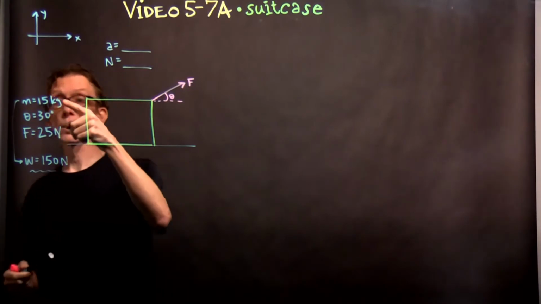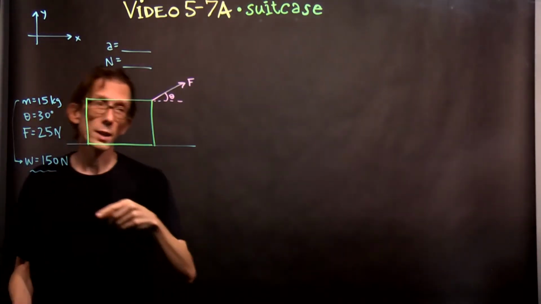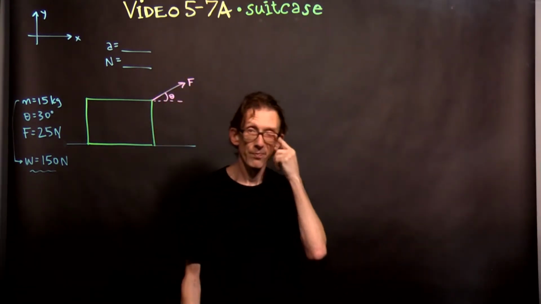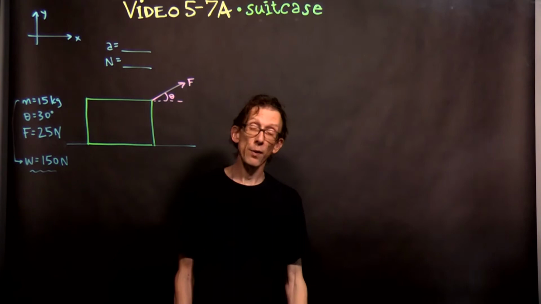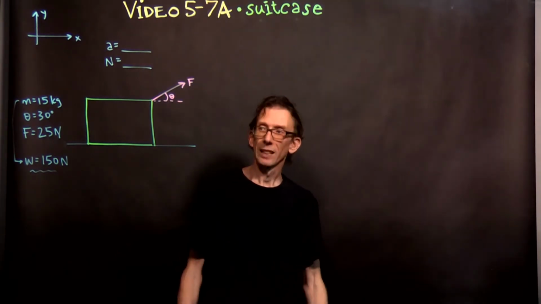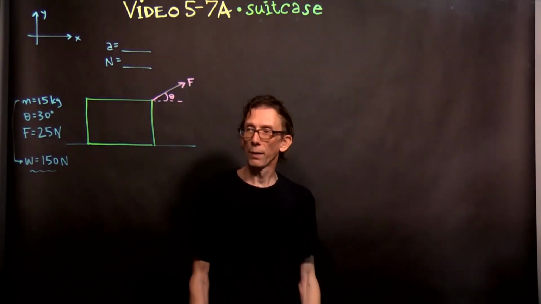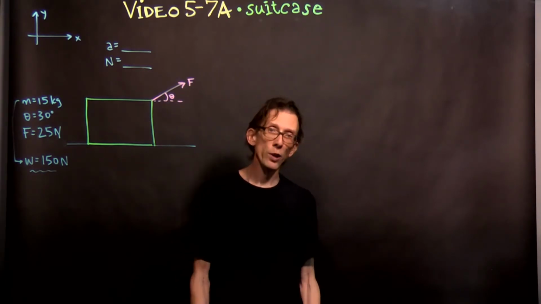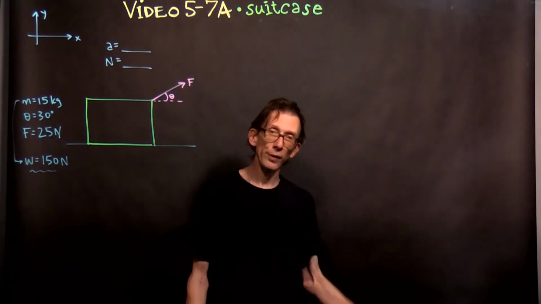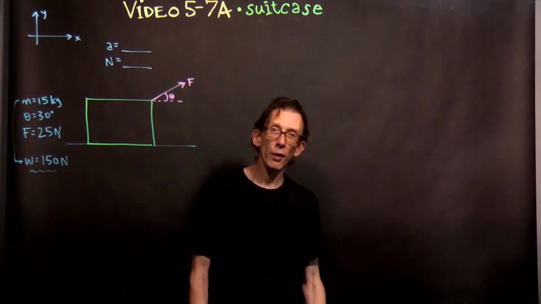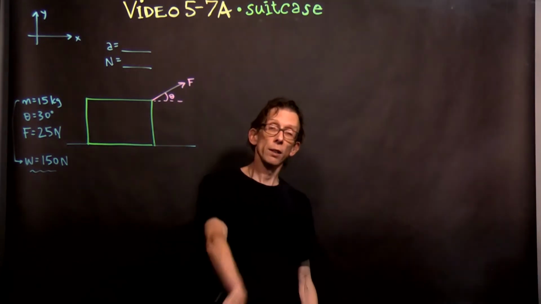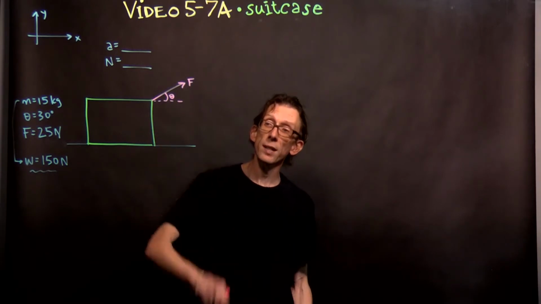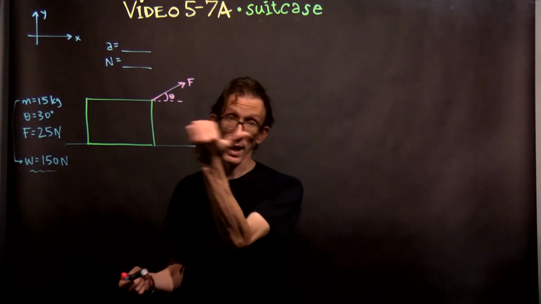The mass of the suitcase is 15 kilograms, so the weight to within 2 significant figures is 150 newtons. Okay, not that heavy of a suitcase, actually. That's like a 30 to 40 pound suitcase, something like that. So it's small enough that they won't charge you for going over the 50-pound limit. So it's all good. Suitcase dragging across the floor of Hartsfield, and we want to know what the acceleration is. The acceleration is obviously going to be in the x direction.